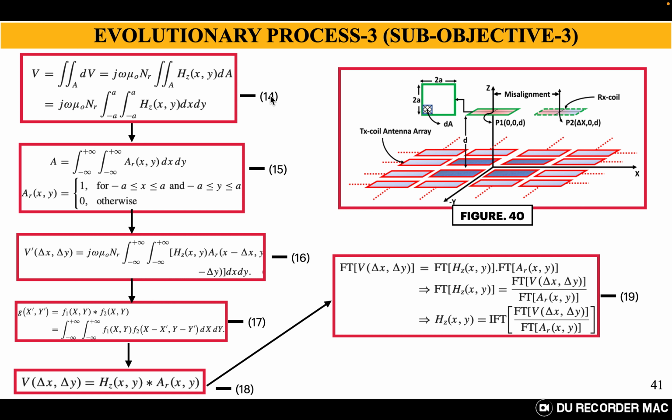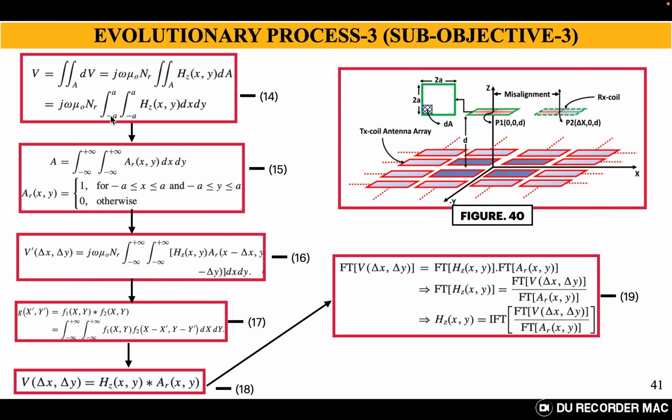So equation 14 is nothing but Faraday's law of electromagnetic induction. Let us suppose we already know the induced voltage V is the product of H and A. Here Hz of x comma y is the magnetic field strength, dA is the differential area, and the double integral over A gives the total effective area of this receiver coil. The effective area of this receiver coil is given over here.